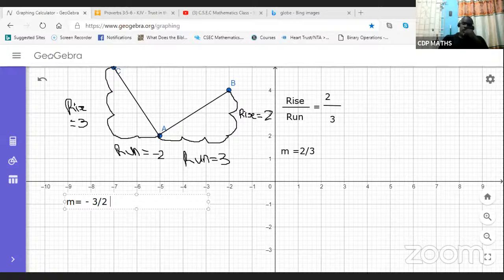Simple steps. Let's try another one. I don't think I'm going to pack you up tonight. I'm going to take it one step at a time. So let us now try another point.